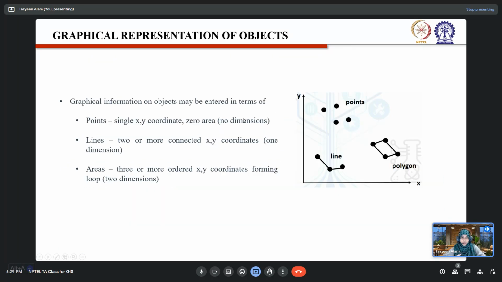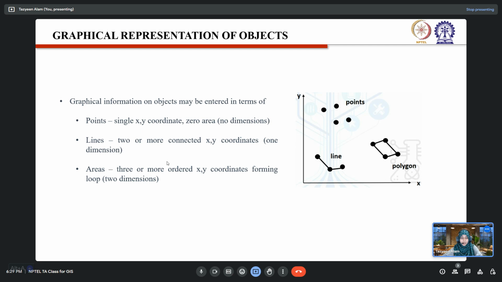Now we come to graphical representation of objects. We have already understood that graphical information on objects may be entered in three terms. First are your points, second are your lines, and the third are your polygons. When I talk about points, we are trying to represent a single x or y coordinate, correct? And it has zero area. That means points have no dimensions.